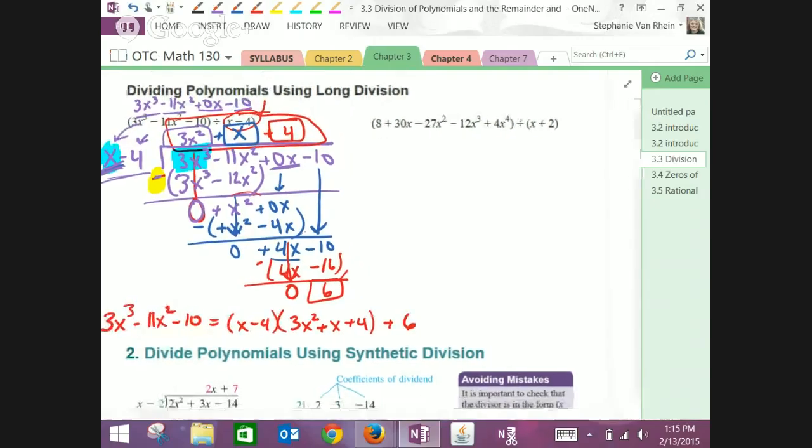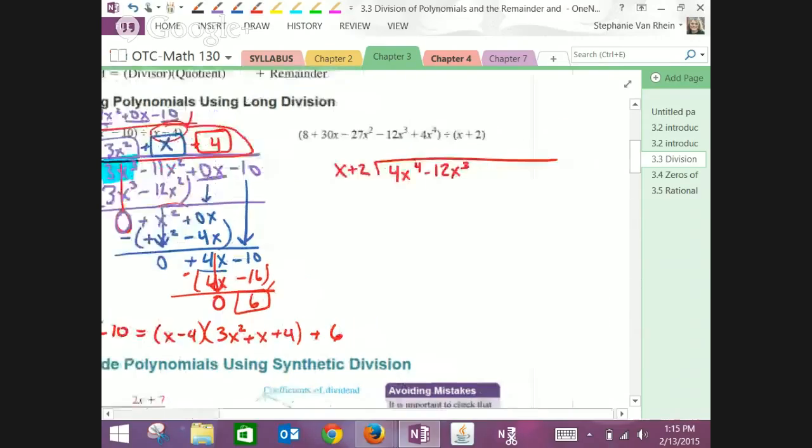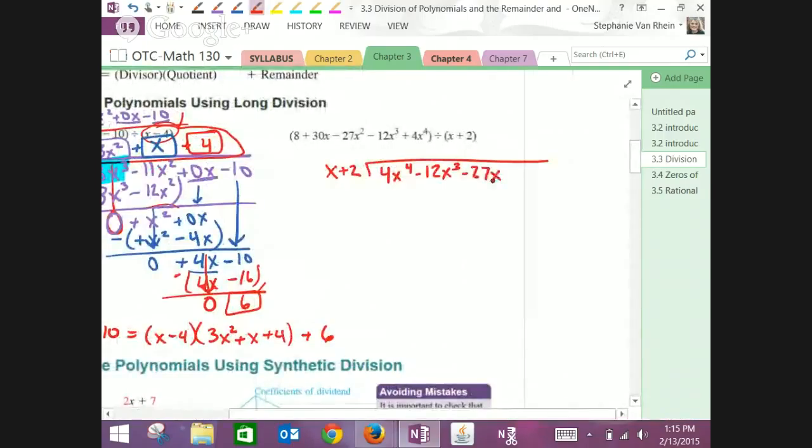Let's look at another one. An important thing when you set these up is you always write the highest power to the smallest power. And if there's any powers missing, put 0 for that power to keep everything straight. So let's look at doing this x plus 2. And then I want to write 4x to the 4th minus 12x cubed minus 27x squared plus 30x plus 8. So here I have all 5 terms.